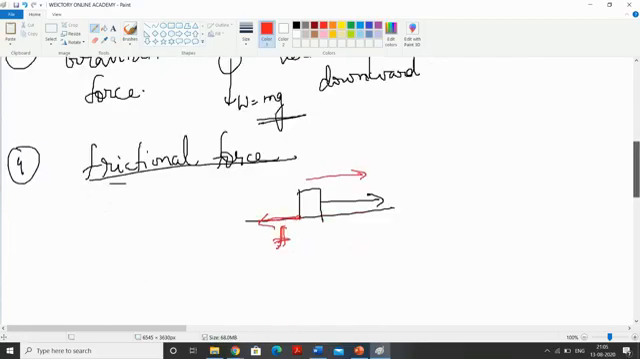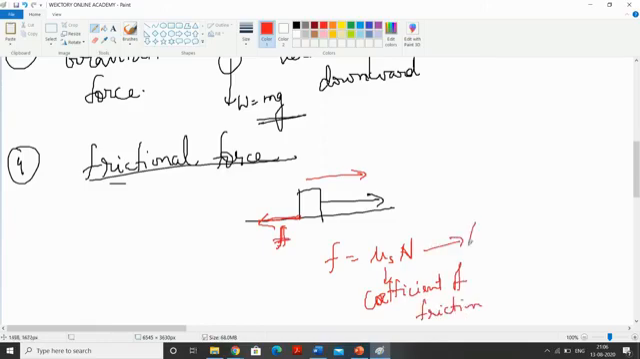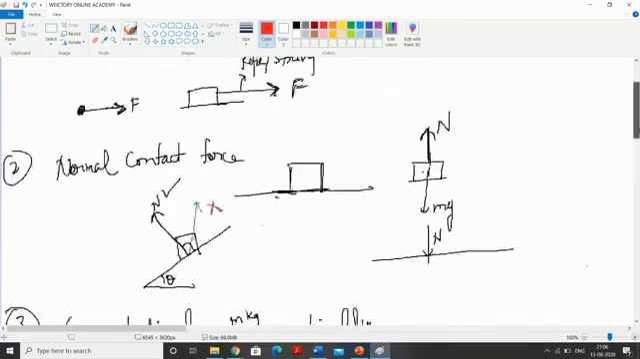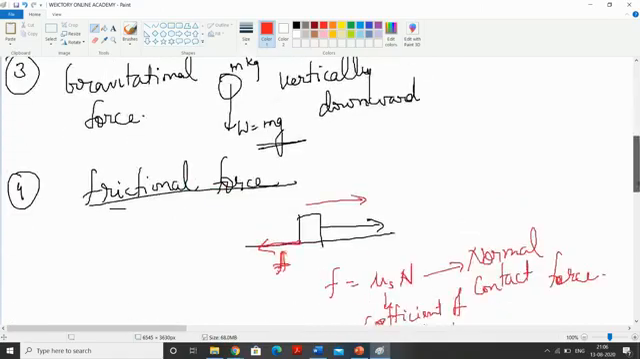There are many factors on which the friction force depends. Normally we write the formula as mu s N, where mu s is the coefficient of friction and N is the normal contact force. So friction force depends on these two factors. Okay, so we have discussed these types of forces.